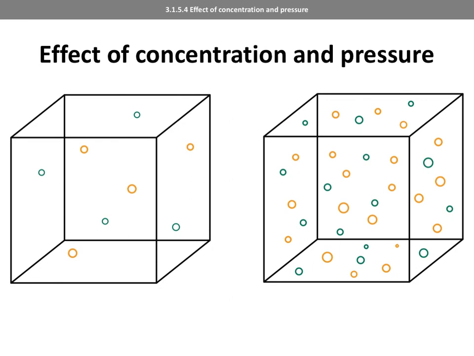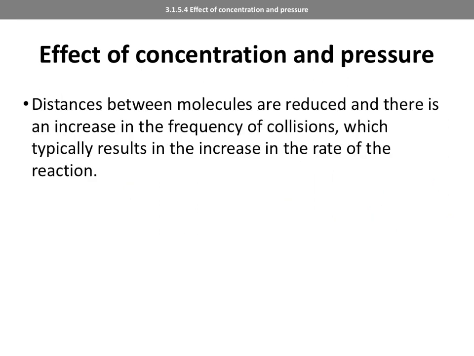And essentially, when we're saying a greater concentration, and we're looking at something like the box on the right, we're saying there are more particles in a given volume. Now, this has the effect it does because now we have shorter distances between the molecules, and so we are increasing the frequency of collisions.